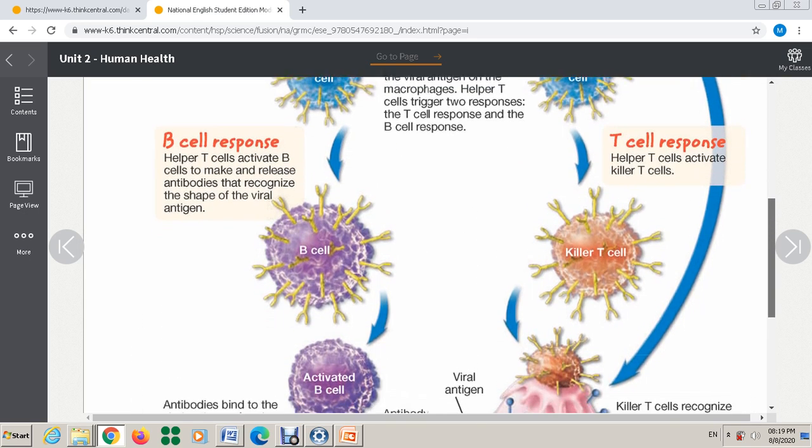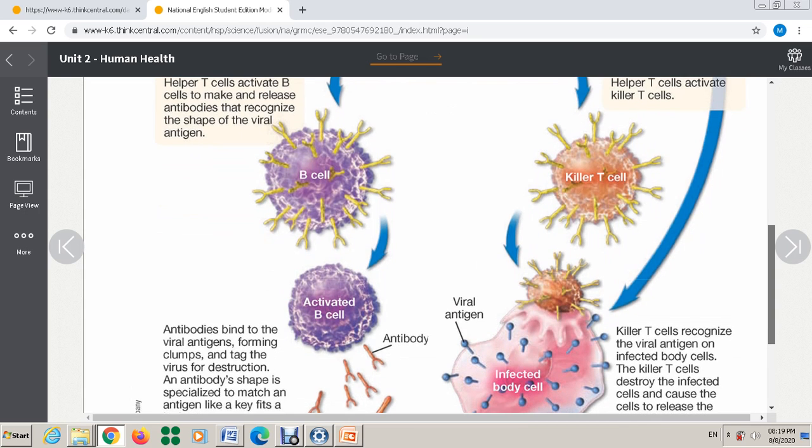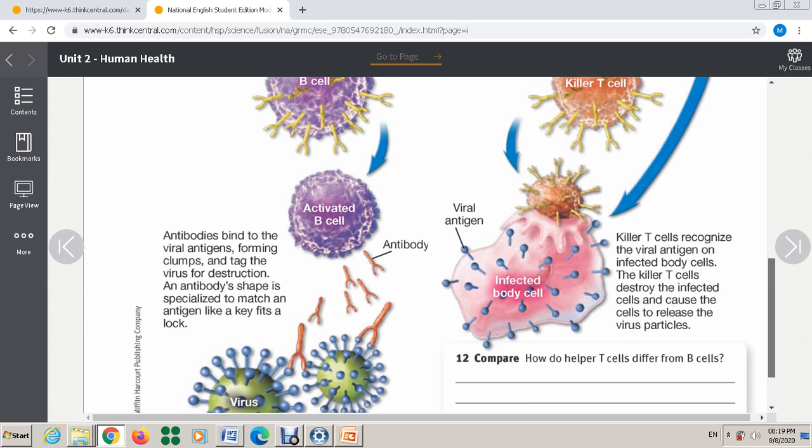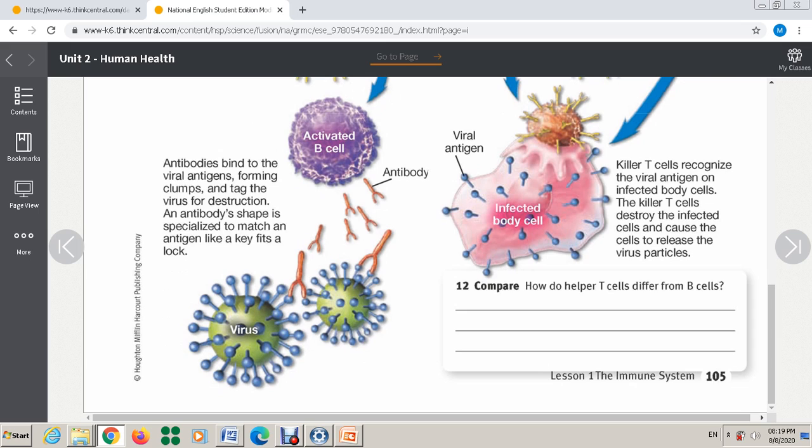The helper T cell might activate the B cell. The activated B cell will produce antibodies. Antibodies bind to the viral antigen, form clumps, and tag the virus for destruction. The antibody's shape is specialized to match an antigen like a key fits a lock. Look at how the antibodies bind. After the antibody binds with this virus, the macrophage will come and destroy this virus.